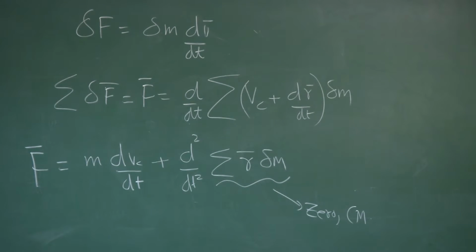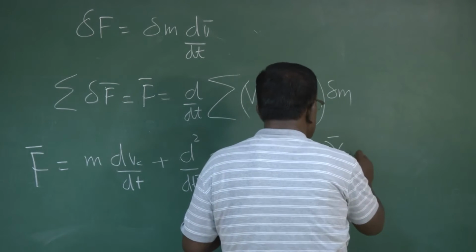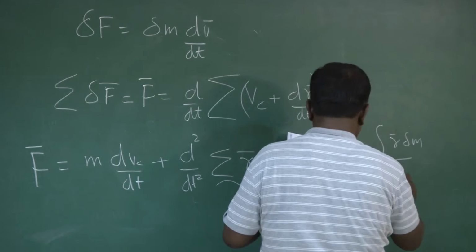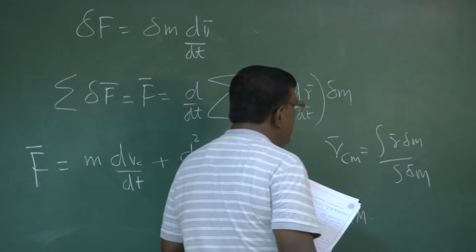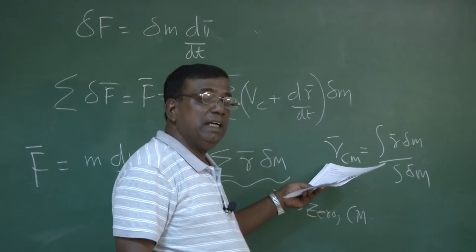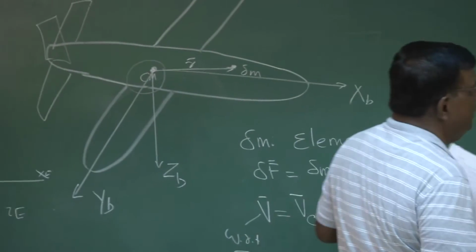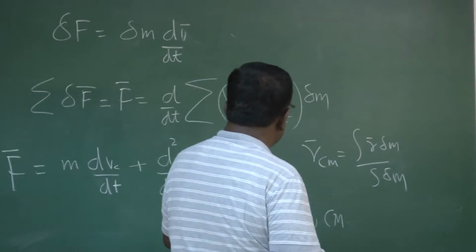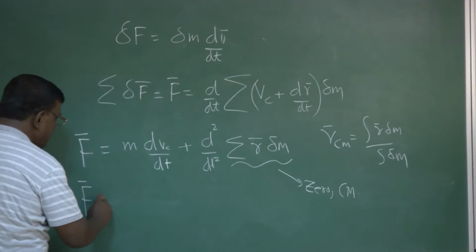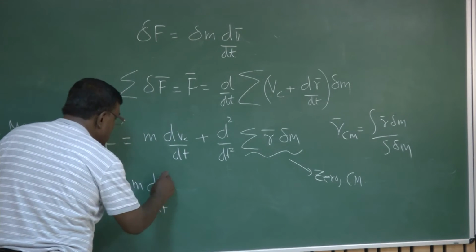Right? Because if you have forgotten, let me write this. R center of mass is integral R dm by integral dm, right? So R CM is 0 because we have located the axis such that R CM is 0, so naturally integral R dm becomes 0. So this term goes. So what you get is F equal to m dVc by dt.